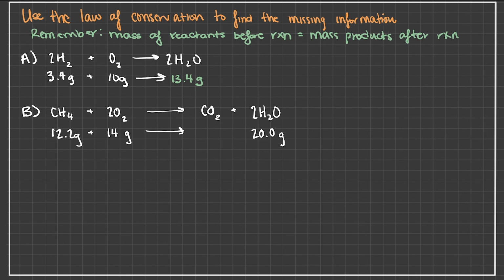So what we're going to do over here is add up the total mass of our reactants. Over here I did it on the side: 12.2 plus 14 grams equals 26.2 grams.